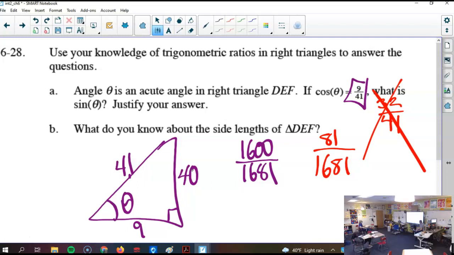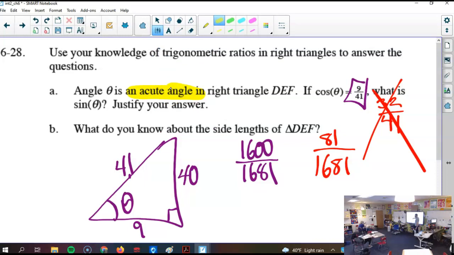It says angle theta is an acute angle. It does, doesn't it? This is a Pythagorean triple triangle. Hold on. If angle theta is an acute angle, does this make sense? Yeah, because acute doesn't mean less than 45 degrees. It's less than 90. I would hope angle theta is an acute angle. Acute just means less than 90.